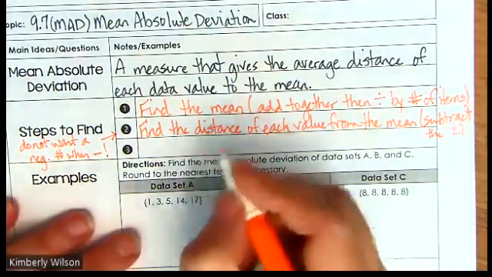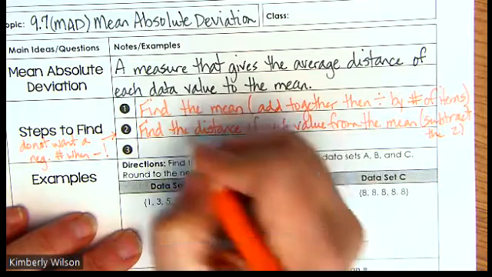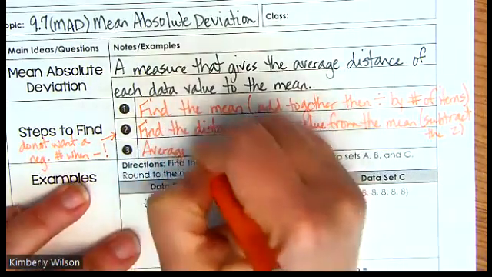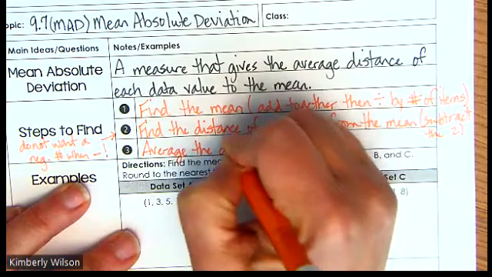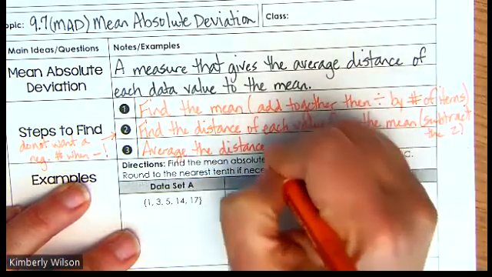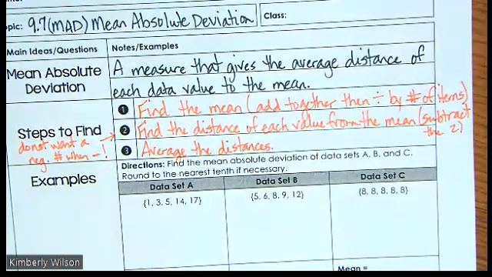Okay, step three. This is when you now average the distances, which are the answers to the subtraction. Average the distances. All right, so now let's work some examples.